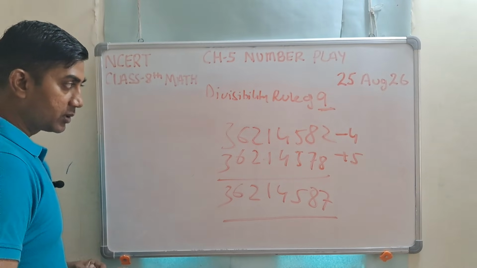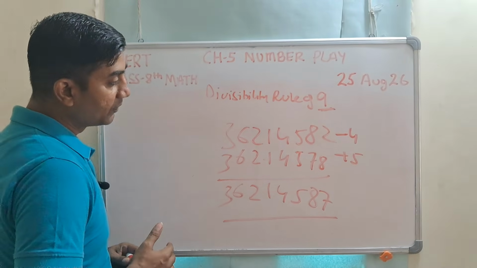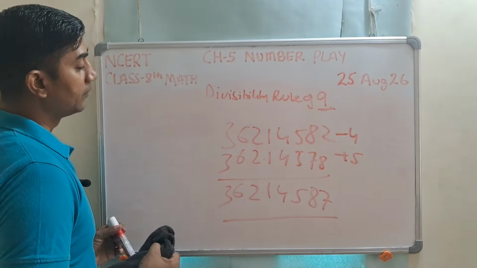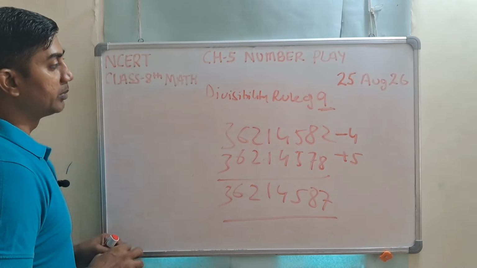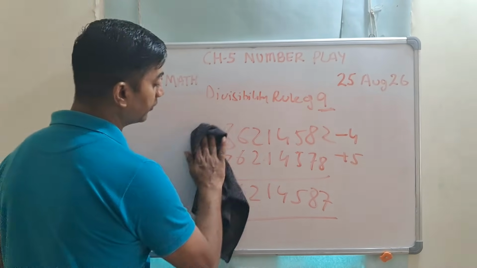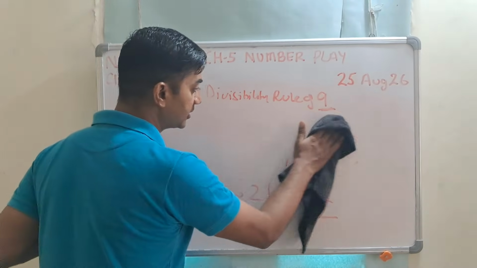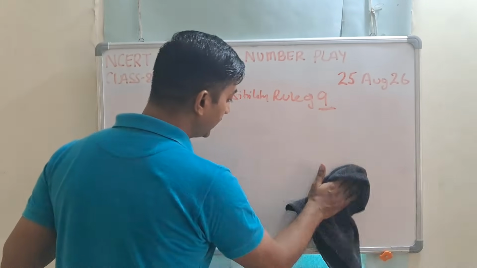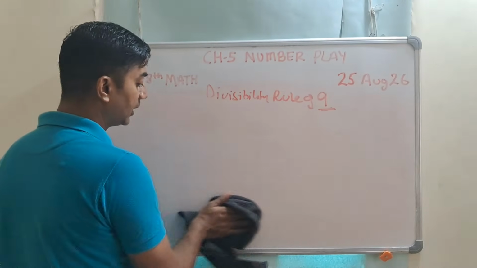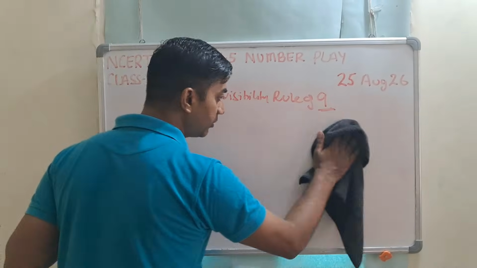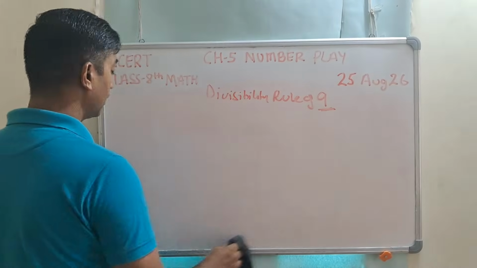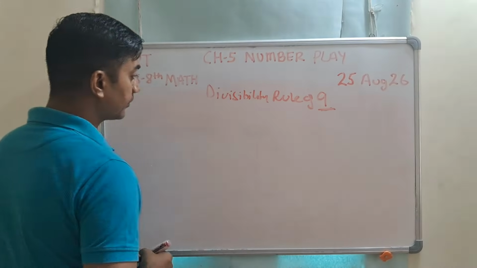And we have come to a conclusion: the divisibility rule of 9. What is the divisibility rule of 9? That the sum of the digits of the number should be divisible by 9. Understood? The sum of the digits should be divisible by 9. This is the divisibility rule of 9.